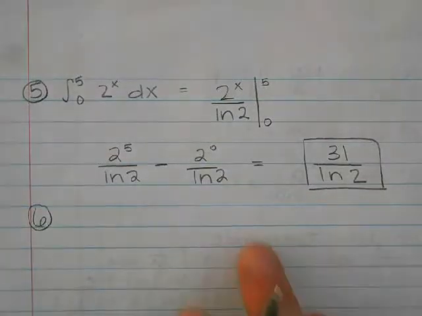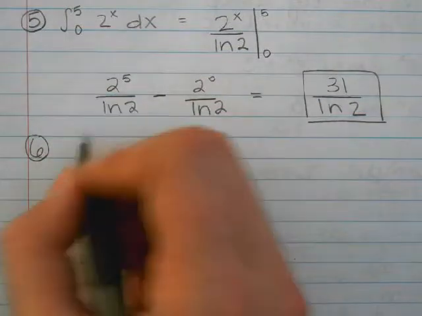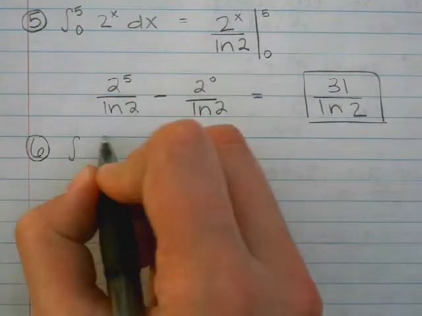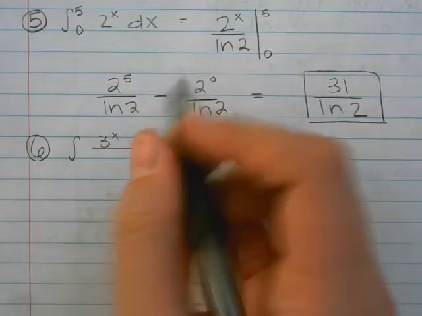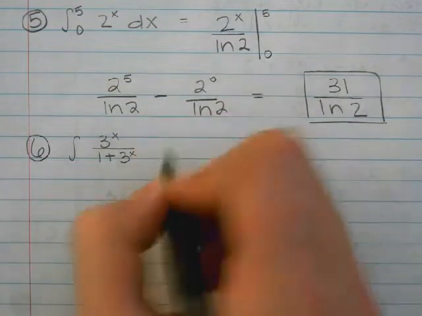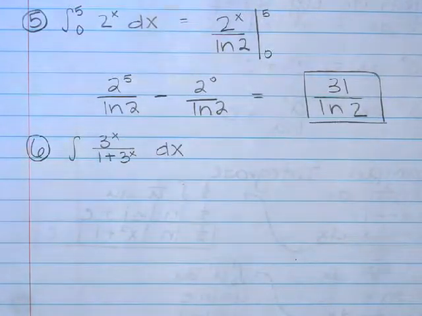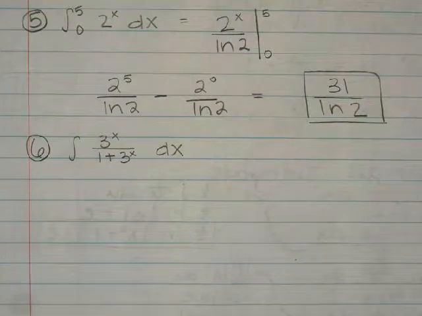All right. For this one, we've got 3 to the x over 1 plus 3 to the x dx. And this one's going to be a little bit more difficult for us because I think this is probably using a rule that you don't remember very well. So, does anyone have their little yellow sheet?